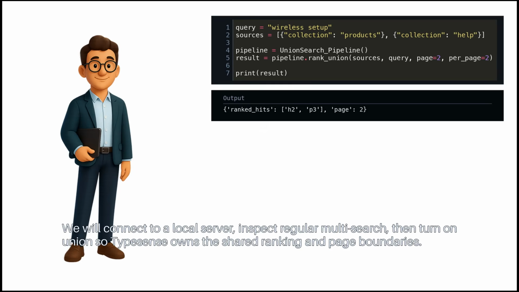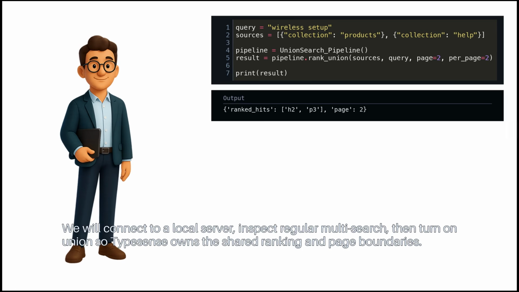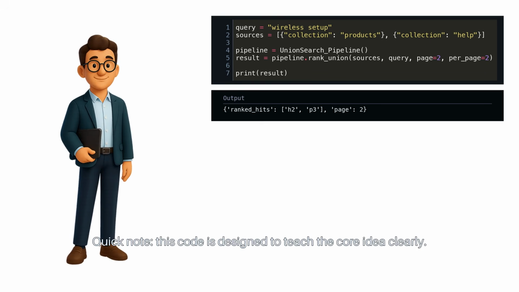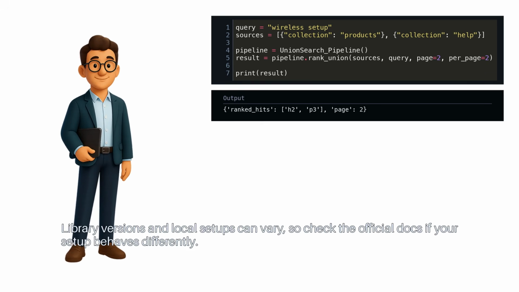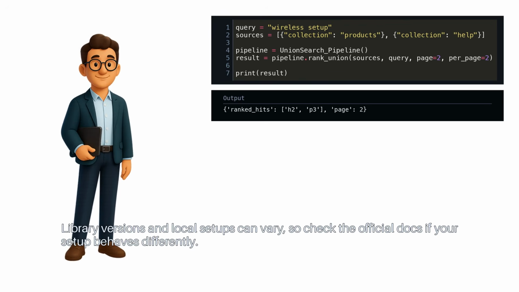We will connect to a local server, inspect regular multi-search, then turn on union, so Typesense owns the shared ranking and page boundaries. Quick note, this code is designed to teach the core idea clearly. Library versions and local setups can vary, so check the official docs if your setup behaves differently.